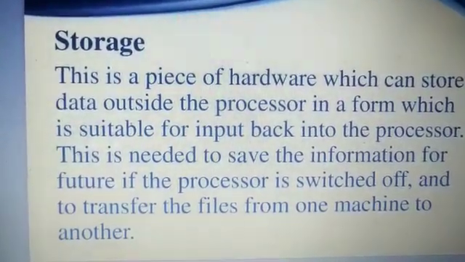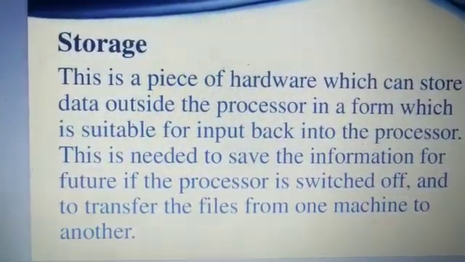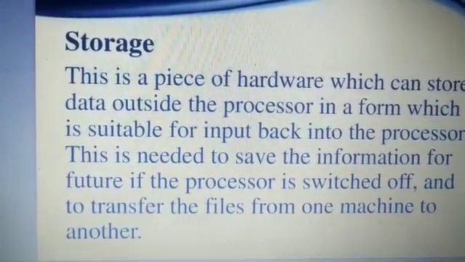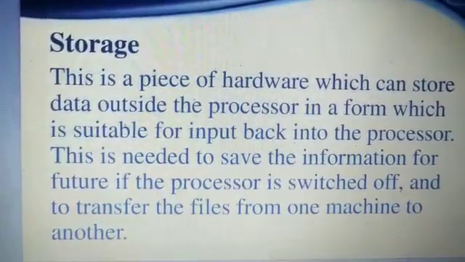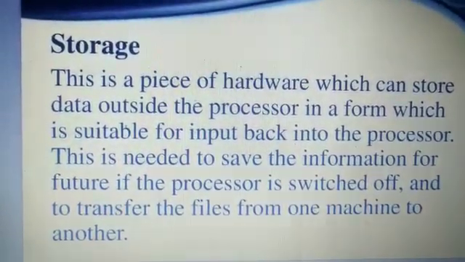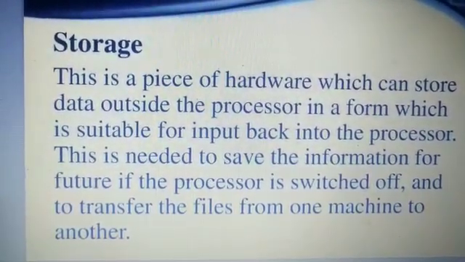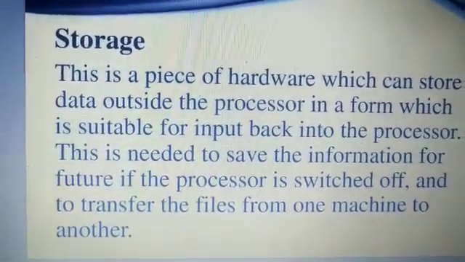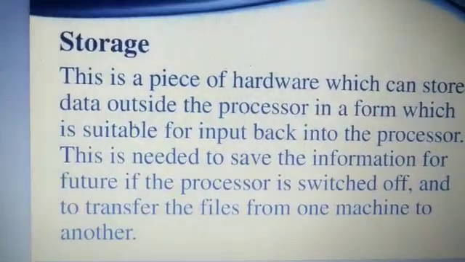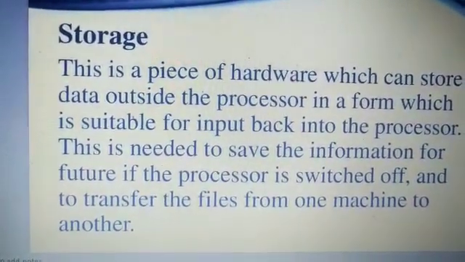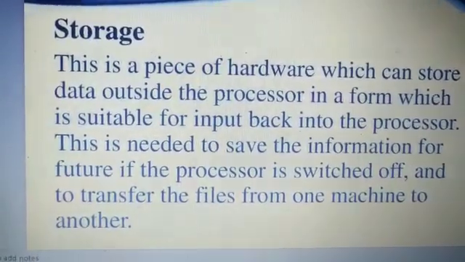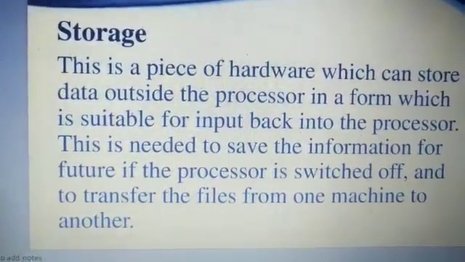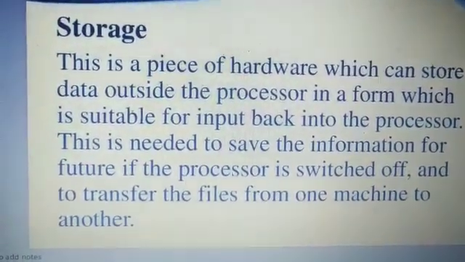When the processor is switched off, meaning the CPU is switched off, then in the case of RAM, whatever memory it is storing will be erased. But we require a way to save the information on a permanent basis. For that reason we require secondary storage devices to store the data permanently, and to transfer files from one machine to another whenever needed.